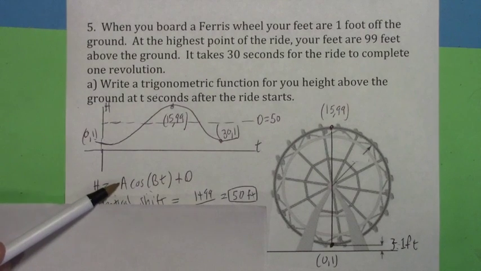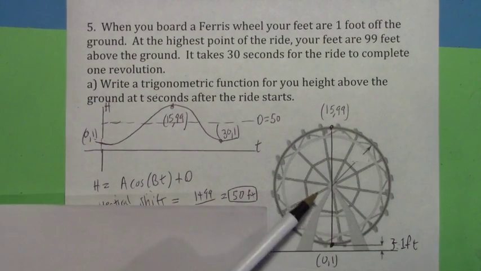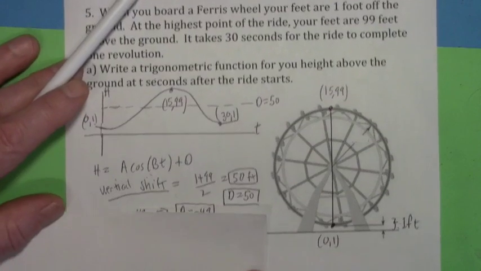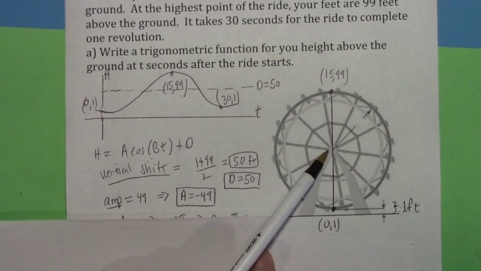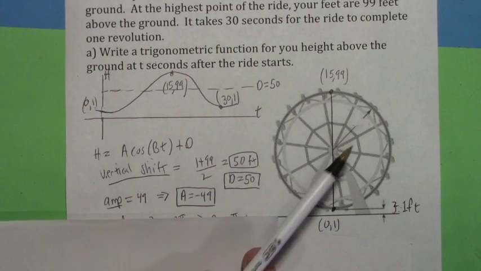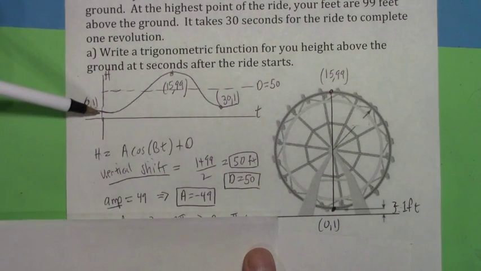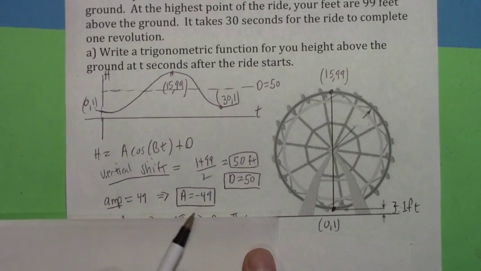The vertical shift, remember how to find the vertical shift? You would add 99 plus 1, take the midpoint of those. You add them up and divide by 2. So the vertical shift is 50. That's d. And then the amplitude is measured from your vertical shift. So the amplitude would be 49. I chose -49 for A because remember you're starting here. You're starting at the cosine, but you're starting at the bottom point, so it's negative. It's starting at the bottom of the cosine function.